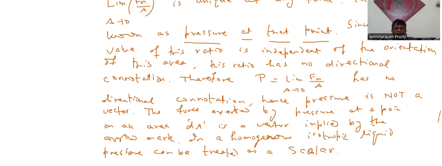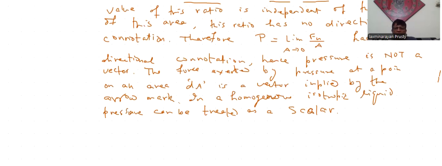Since this pressure, or limit of Fn by A as A tends to 0, has no directional connotation because it doesn't depend upon the orientation of that area, pressure has no directional attribute. Understood this? So the normal force by area ratio, provided area tends to 0, then only the ratio will be unique at a point. It doesn't matter whether the area is vertical, horizontal, or slant. Okay? So this is extremely important.